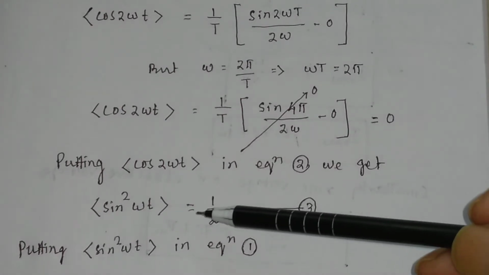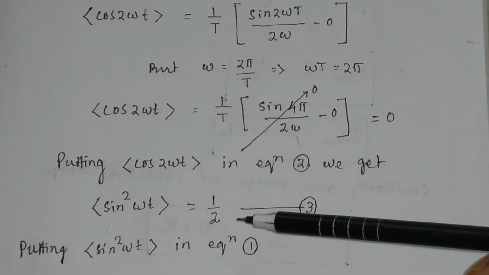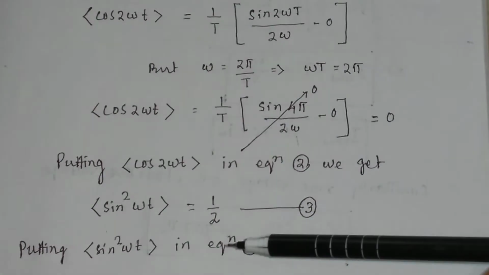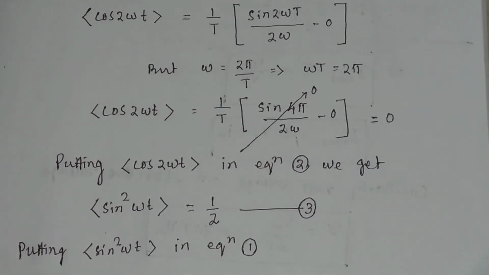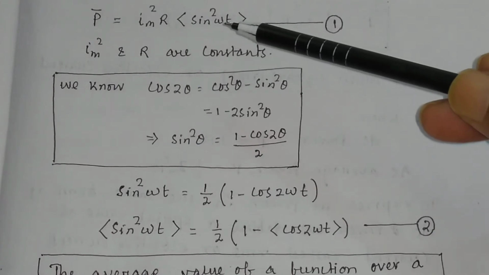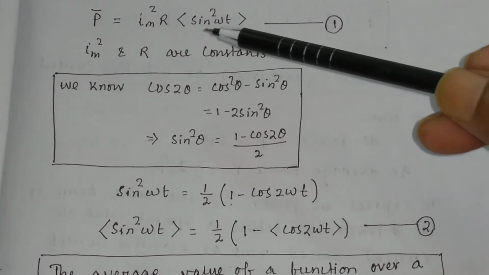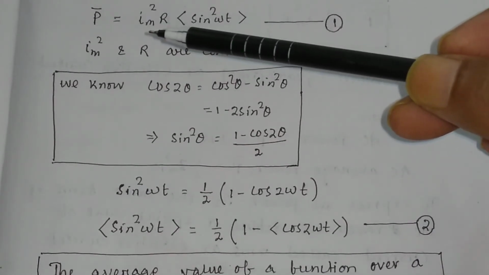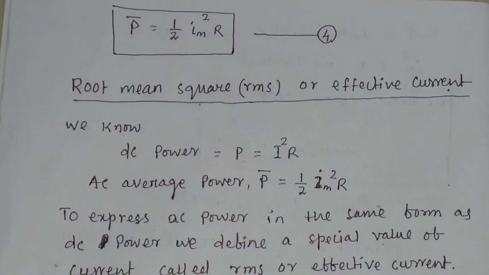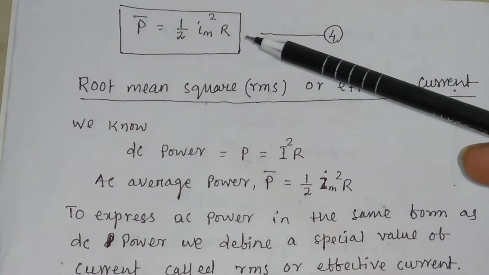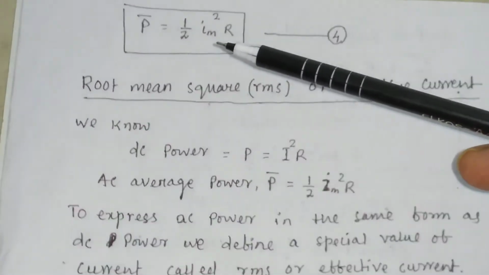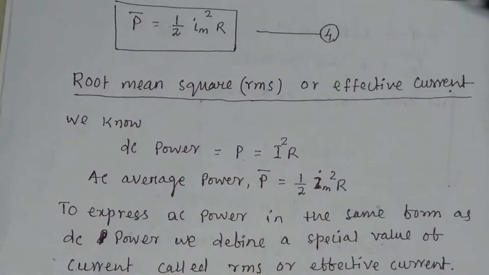So the average value of sin square omega t is equal to half. Putting this value in equation 1, if you substitute the average value of sin square omega t as half, then the average power will be equal to half of Im square R. So the power dissipated through the resistor, P average, will be equal to half of Im square into R.